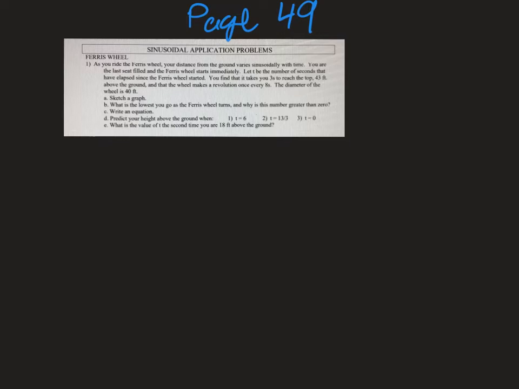So our goal here is really to be able to write the equation for this, and because it can be difficult to understand these, I suggest just draw a picture to help you visualize what's going on. So here is my Ferris wheel, right? And when I'm at this high point, I'm up at 43 feet, and the wheel has a diameter of 40 feet. Okay, so if I go down 40 feet, I will be at 3 feet.